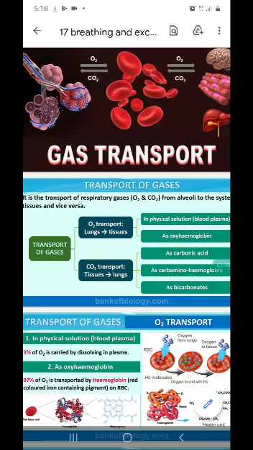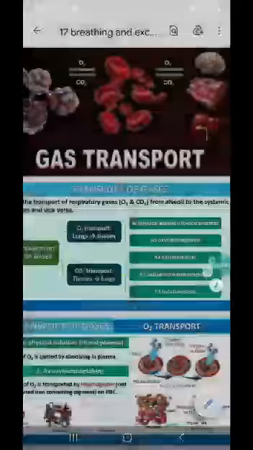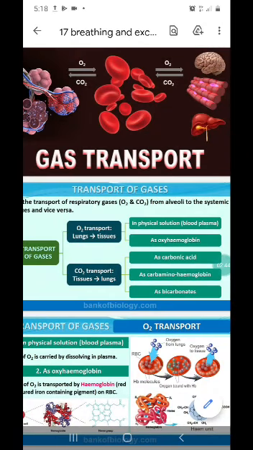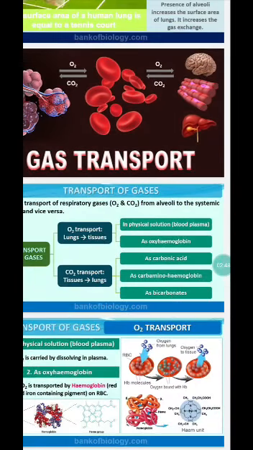This is the 4 subunits of hemoglobin. See here, alpha 1, beta 1, alpha 2, beta 2. These are the 4 subunits of hemoglobin. Okay.